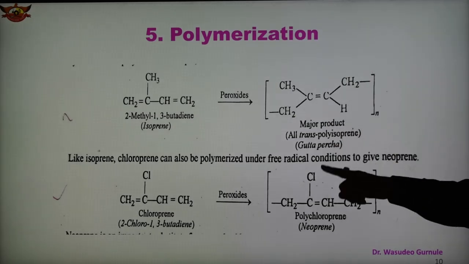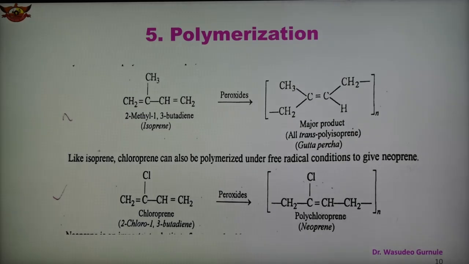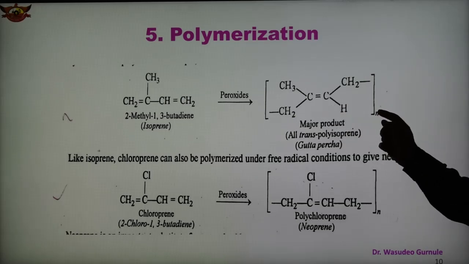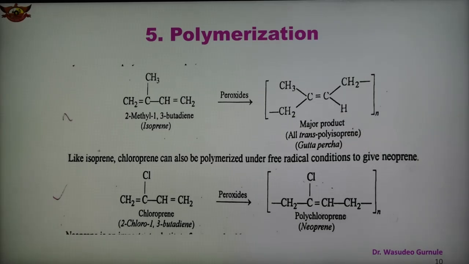So in this case, after polymerization, we get all trans polyisoprene. So this is shown in this way. This is the polymer. This is the repeating unit. This is repeated n times. n may be 100, 1000, a long chain, a large number of monomers. This repeat unit is there, and what is shown in the bracket is repeated n times.